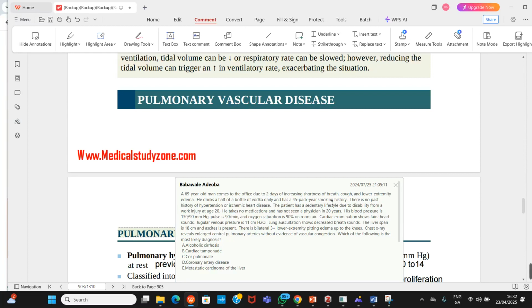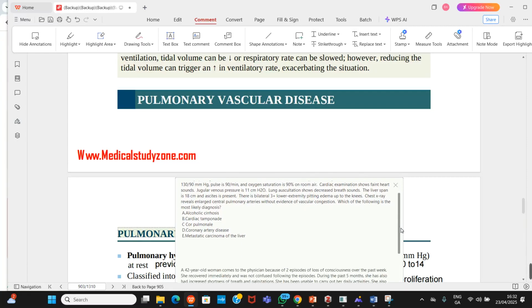A 69-year-old man comes to the office due to 2 days history of increasing shortness of breath, cough, and lower extremity edema. He drinks half of a bottle of vodka daily and has a 45 pack-year smoking history. There is no past history of hypertension or ischemic disease. The patient has a sedentary lifestyle. He has not seen a physician in 20 years.